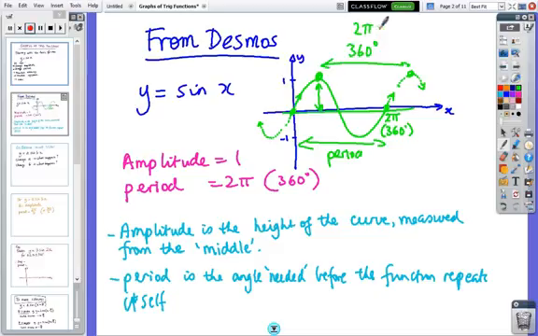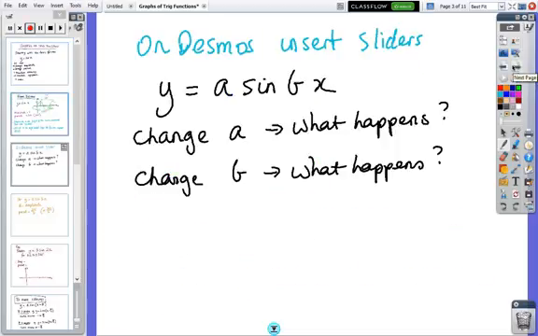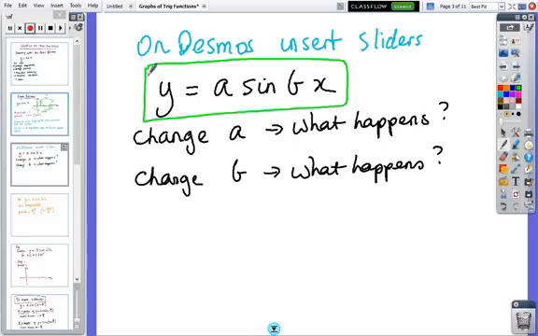Okay, so on Desmos, I want you to insert some sliders. So get your graph up. I want you to draw y equals a sine bx, and I want you to change a and change b and see what happens. Spend a few minutes doing that, and when you're ready, come back and we'll have a look at what I was saying about a and b.